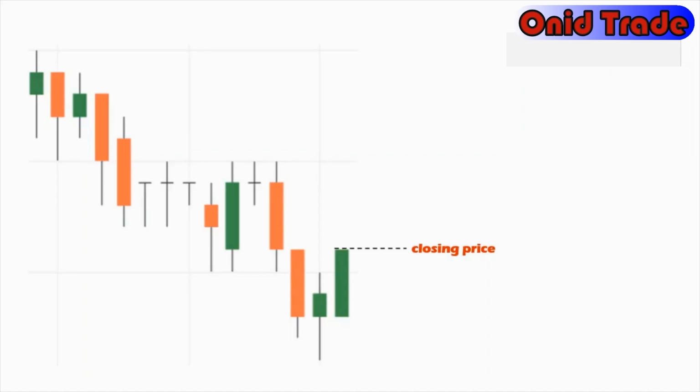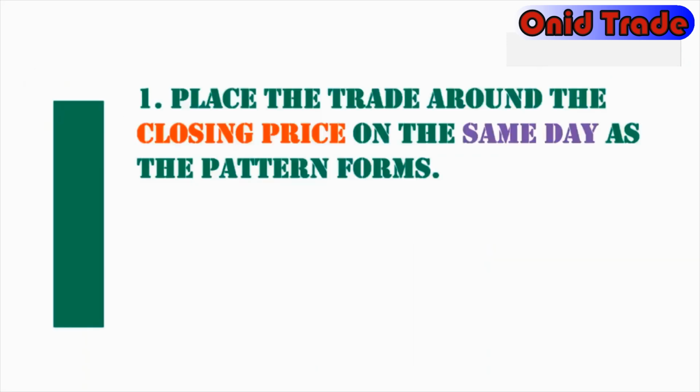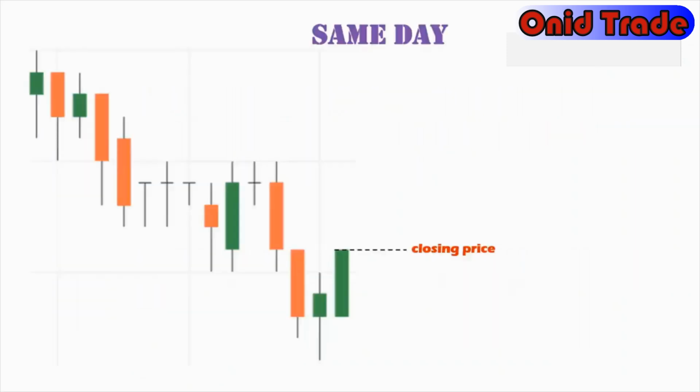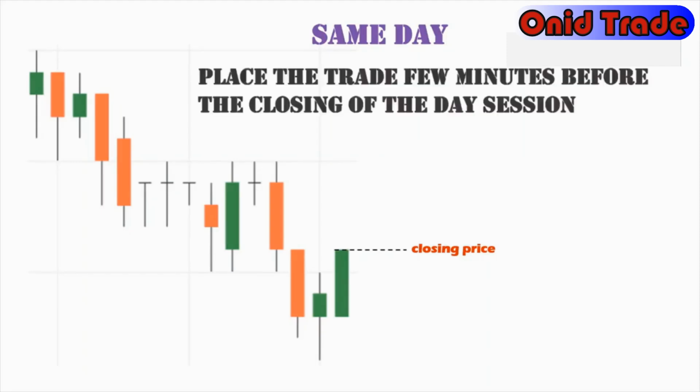Now this can be of two types, means you can place the trade in two different ways. One is you can place the trade around the closing price on the same day as the pattern forms, or you can place the trade around the same closing price on the next day after doubly confirming the trend. So how will we place on the same day? When the green Marubozu forms, we will place the trade a few minutes before the closing price of the day session.